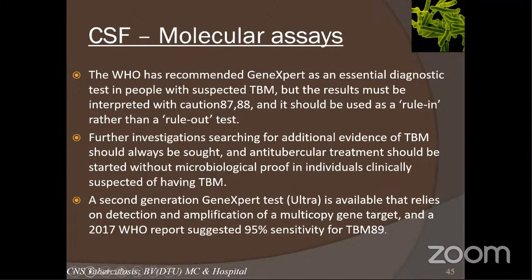Further investigations searching for additional evidence of TBM should always be sought in such a situation, and anti-tubercular treatment should be started without microbiological proof in individuals clinically suspected of having TBM. A second generation GeneXpert test called Ultra is available that relies on the detection and amplification of a multi-copy gene target, and a 2017 WHO report suggested 95% sensitivity for TBM. This test is available in Delhi, so samples have been sent to Delhi in some cases for getting the reports.